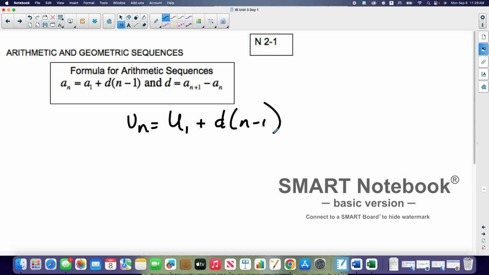All right. First of all, when you look at this, you're going, where are all the numbers? So let's identify kind of what's taking place. U1. U1 is the first term.